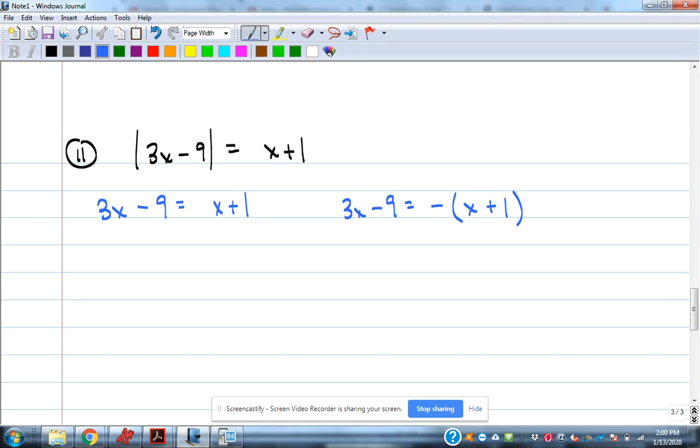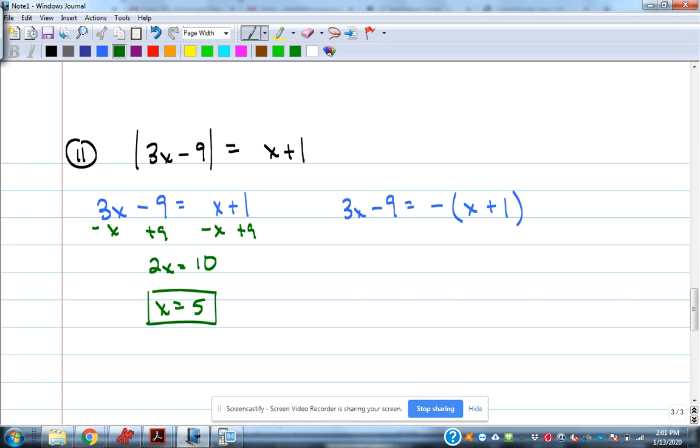Okay, let's do the left-handed one here first, the easy one there. So subtract the x and add the 9, and we get 2x is equal to 10, and x is equal to 5. So that's where the 5 comes from.